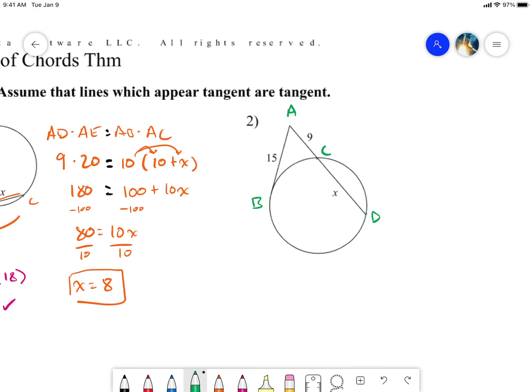Because AB is tangent, applying my property says that we have AB, which is the outside, times AB, which is the whole, which is going to equal AC, which is the outside, times AD, which is the whole. Or another way of saying this is we're going to look at AB squared. Does it equal AC times AD?